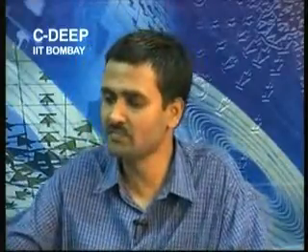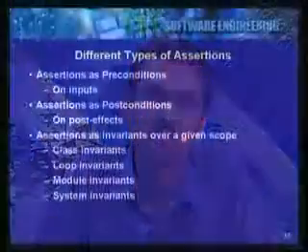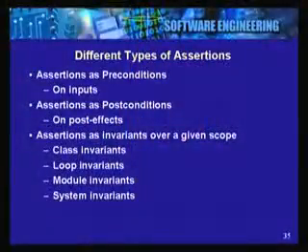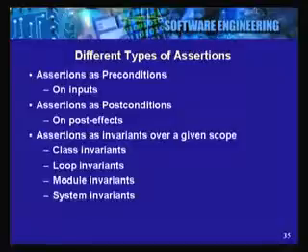So we can have different kinds of assertions. For example, assertions can be used as preconditions on inputs. So when you have different inputs for a given function, you check whether the inputs are in a valid range, whether the input is valid. You assert for the validity of the input. You write an assertion or the assert statement in the program. Different programming languages provide certain support for assertions.